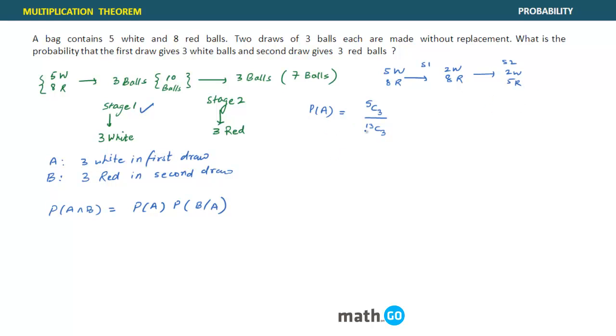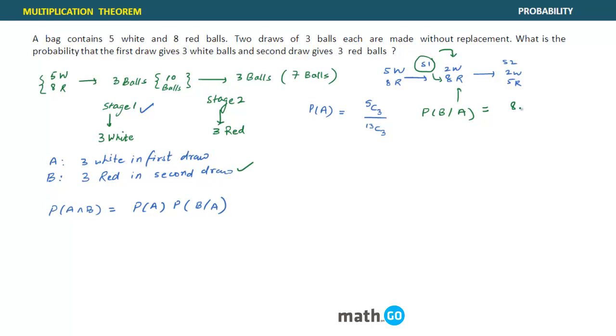Okay. Now let's talk about the second thing, that is probability of B when A has already occurred. So now you have reached till here. We have taken the effect of stage 1 already in the bag, right? You can see there are only 2 white balls in the bag. So your event A has already taken place and we have counted its value. Now you need to find in how many ways you can draw 3 red balls.